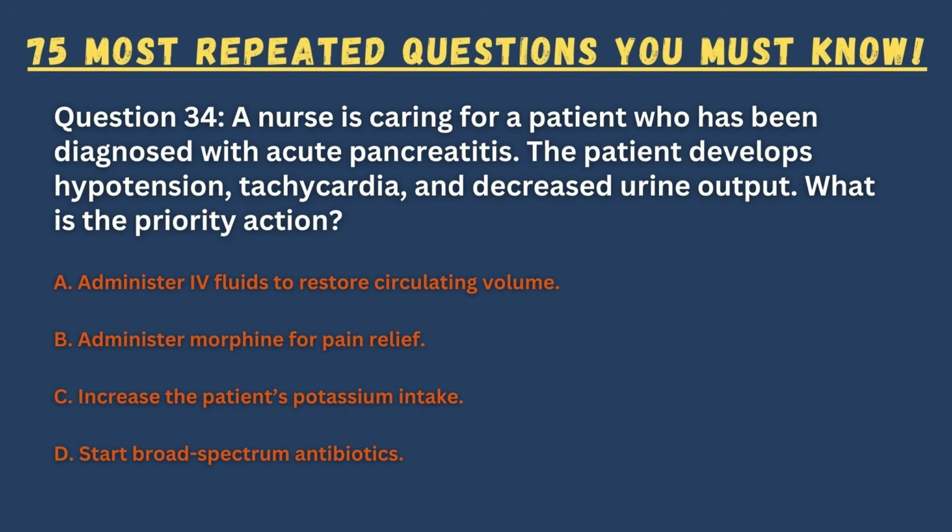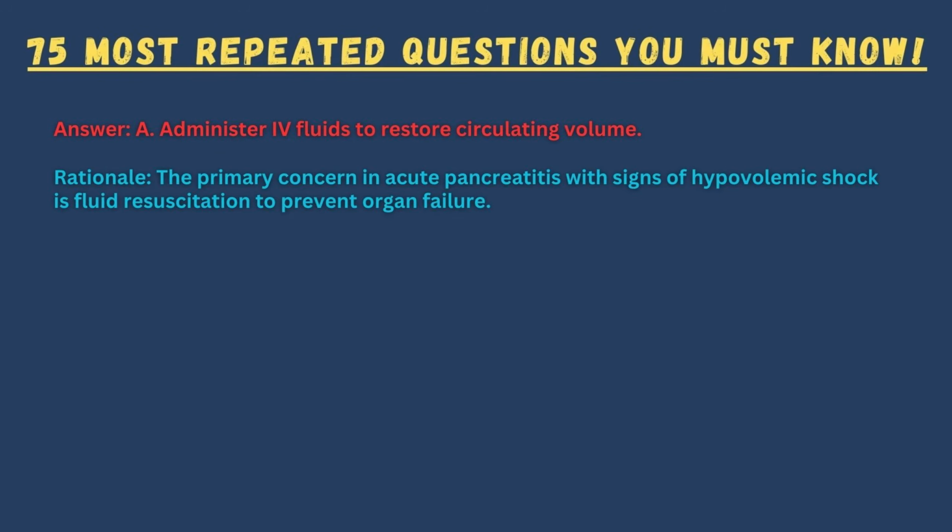Question 34. A nurse is caring for a patient who has been diagnosed with acute pancreatitis. The patient develops hypotension, tachycardia, and decreased urine output. What is the priority action? A. Administer IV fluids to restore circulating volume. B. Administer morphine for pain relief. C. Increase the patient's potassium intake. D. Start broad-spectrum antibiotics. Answer: A.